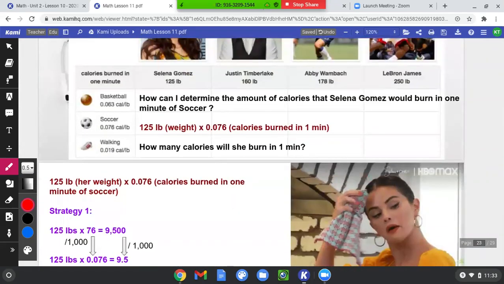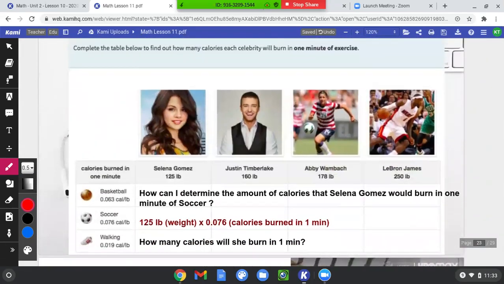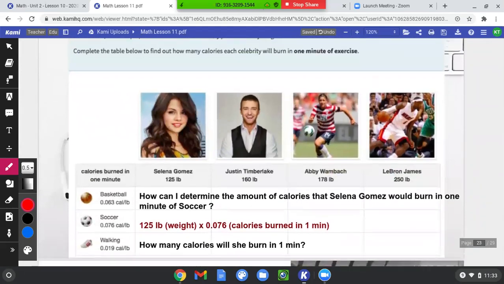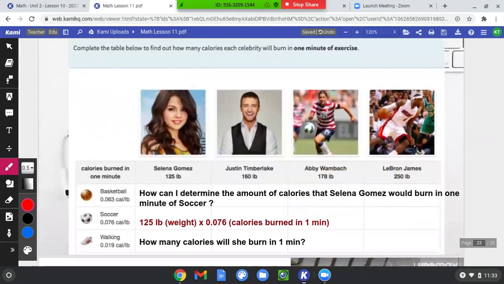All right. Here are some more practice problems. So, how much would Selena Gomez burn if she did 1 minute of soccer? Do this on your own and start the video when you're ready for the answer. See if you got it correct.